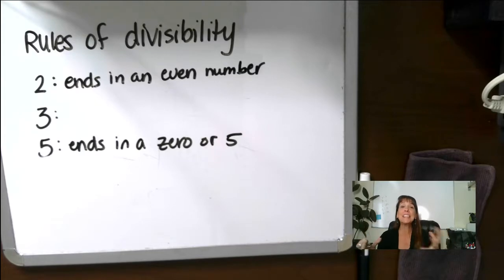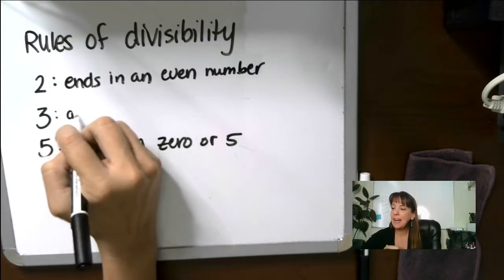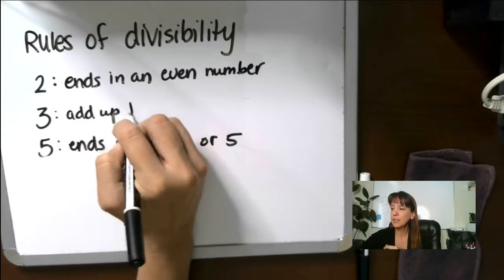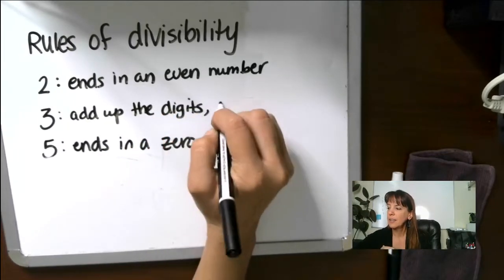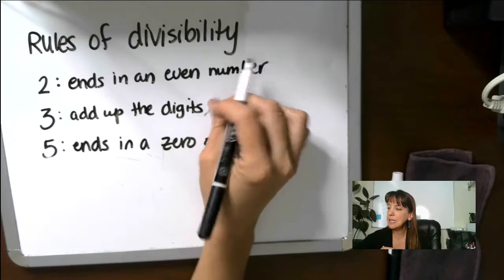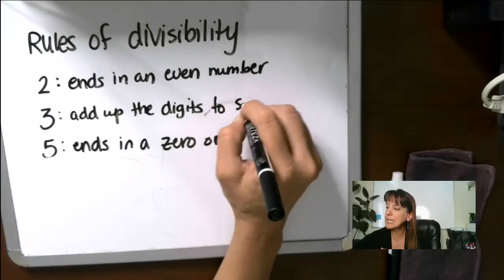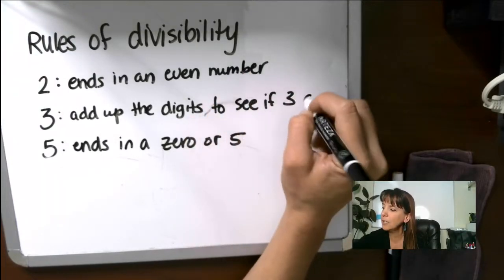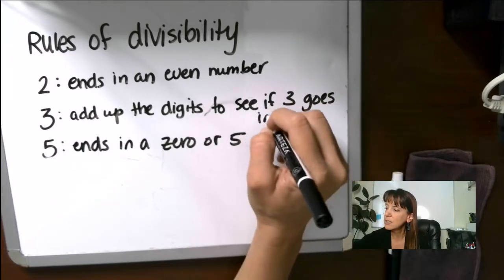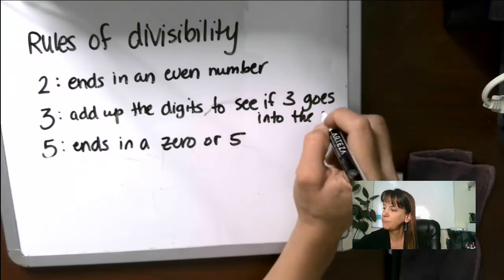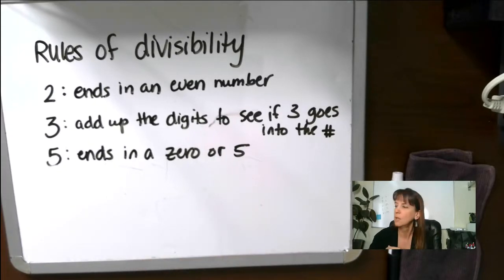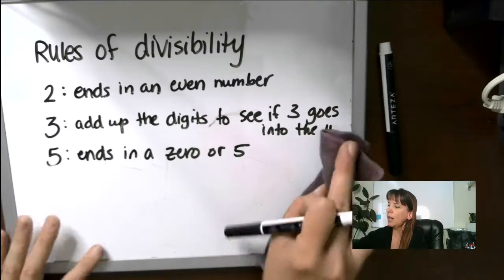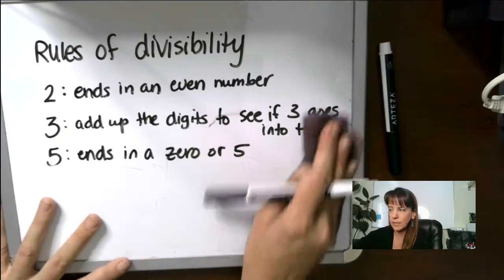Now the 3 is my favorite. Add up the digits to see if 3 goes into the number. The number. Okay, that's a number, not a hashtag. Somebody told me that and I was like, oh man, I'm old. All right, so that really doesn't make a whole lot of sense, but here's what we're gonna do. I'm gonna go ahead and erase this, make sure to pause and write that down if you don't have that written down.